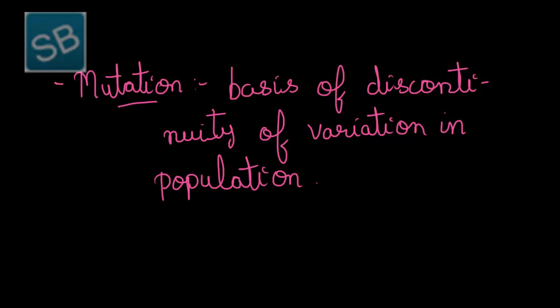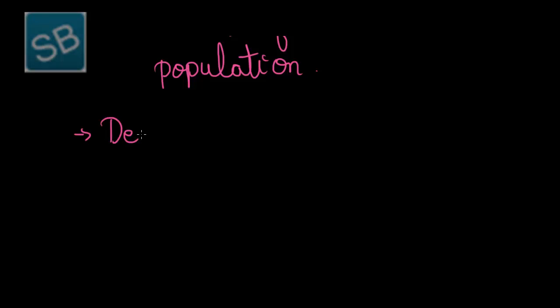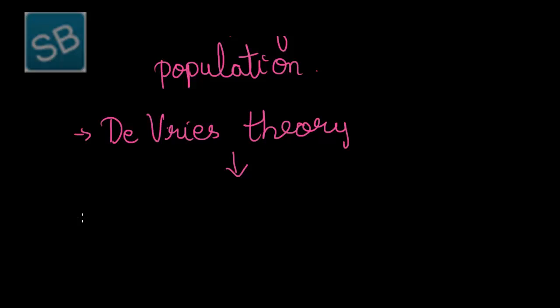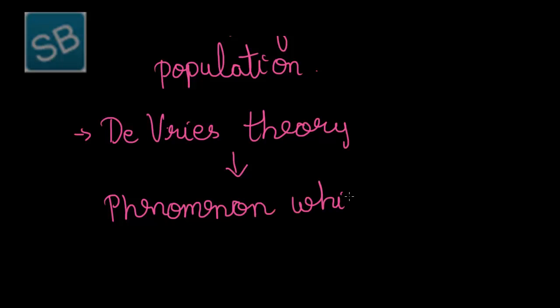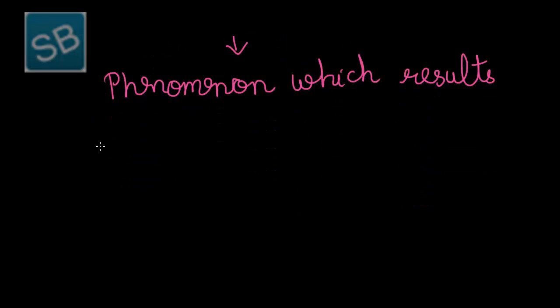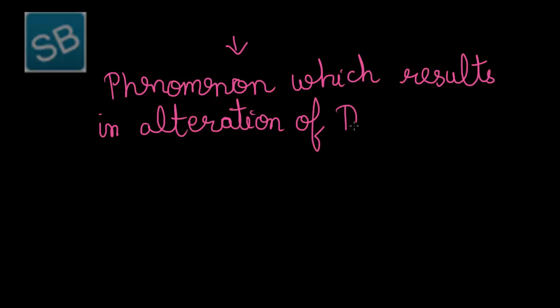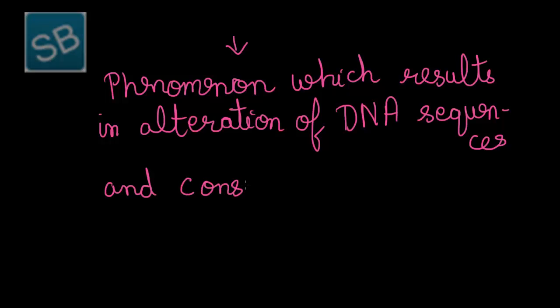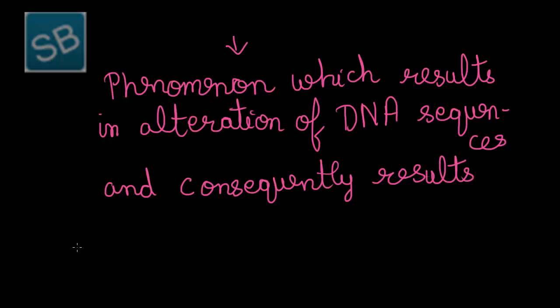Therefore, according to the De Vries theory, the one who first proposed the concept of mutation, mutation can be defined as the phenomenon, or the process, which results in the alteration of DNA sequences and consequently results in changes in the genotype and phenotype of an organism.